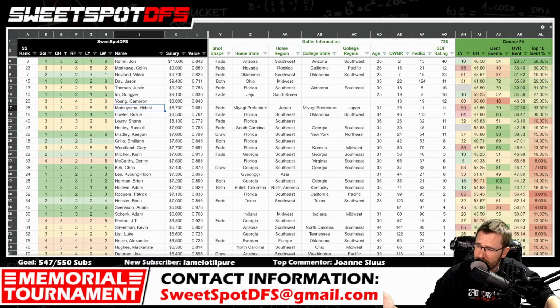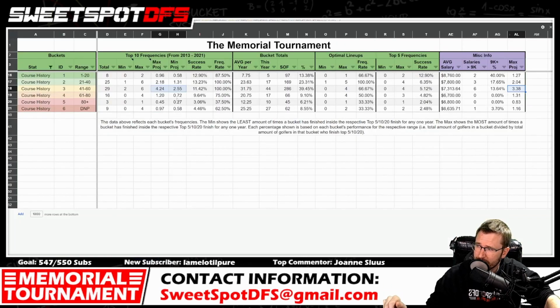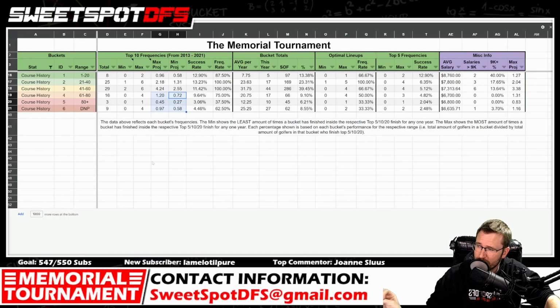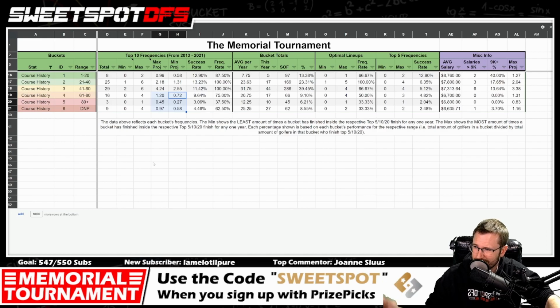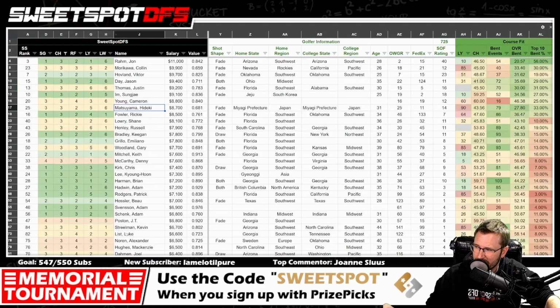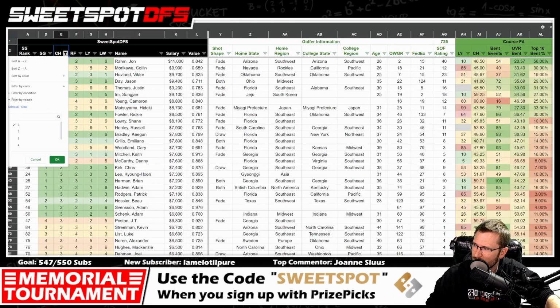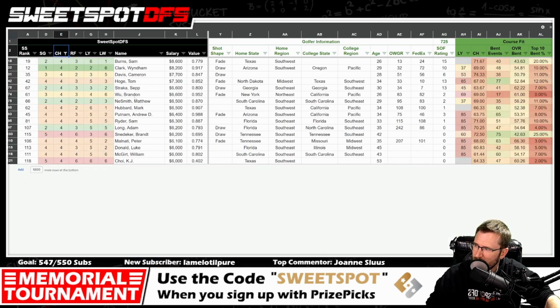There's a ton of golfers in this bucket. Remember, the projection is 2 to 5. The next 3 buckets are 0 to 2, and really nothing of significance to talk about when it comes to those. So let's just take a quick look at each of them. Course history 4. Remember, this is 0 to 2. Yeah, not much to talk about.